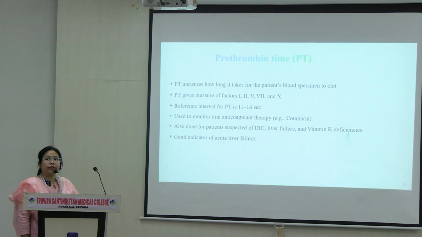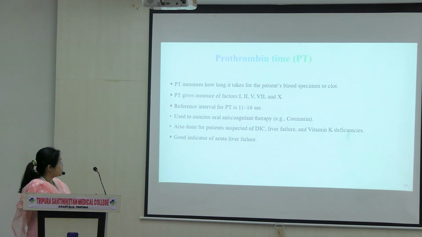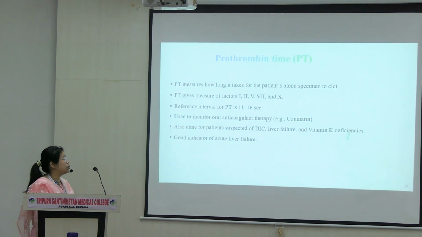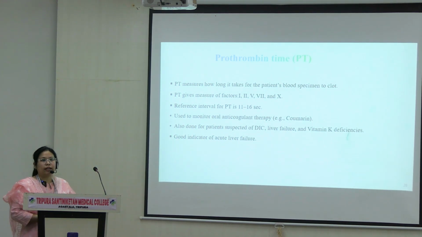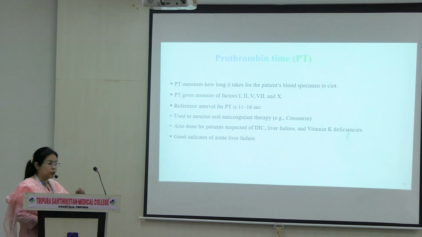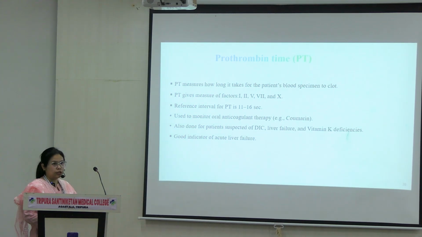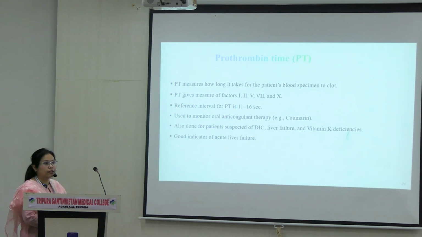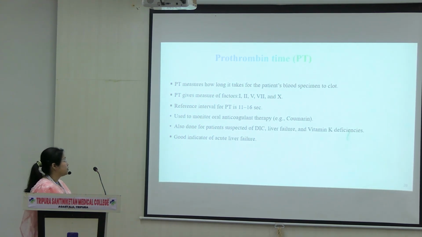Talk about prothrombin time. Prothrombin time is the time that is measured to show how long it takes for a patient specimen to clot. So because of clotting, it gives us an idea about the clotting factors that are there. So if prothrombin time is more, it is raised, that means clotting factors are not working properly. So it gives us a measure of the factors 1, 2, 5, 7 and 10.